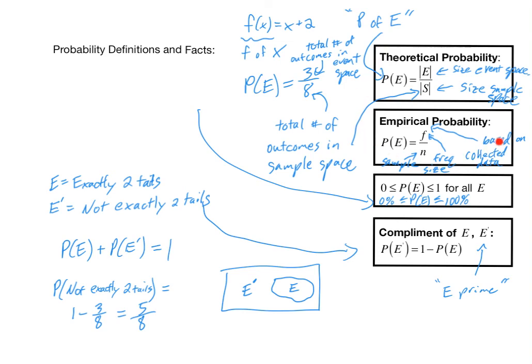These are the definitions of our 2 types of probability, and these are 2 very important facts about probability that apply to both theoretical and empirical probability.